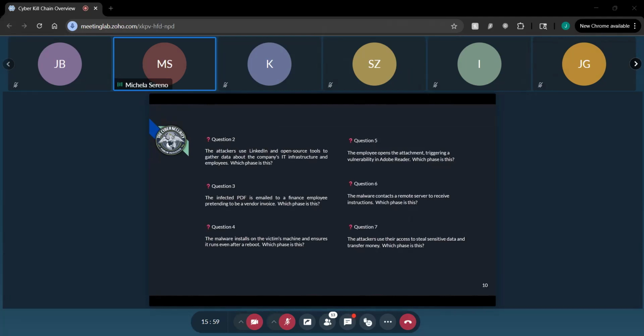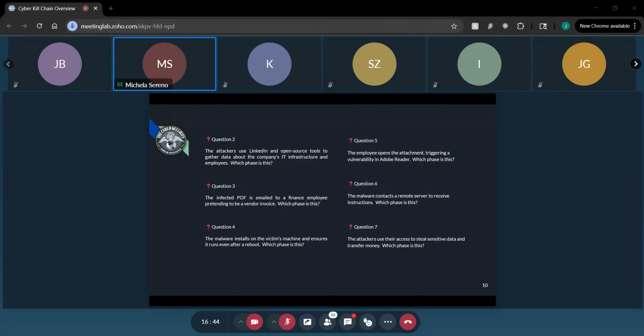Then we have, if the malware installed on the victim machine ensures it runs even after a reboot, that means that we are in which phase? Yes, installation. Number 5, the employee opens the attachment triggering a vulnerability in Adobe Reader. Which phase is this one? Exploitation. Yes, exploitation. Thank you guys for participating.